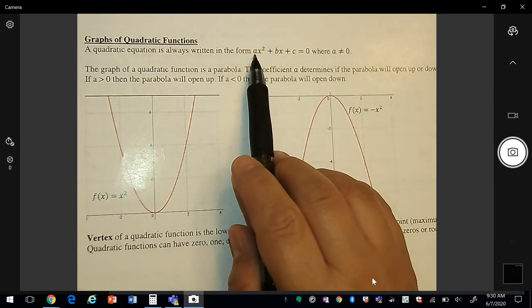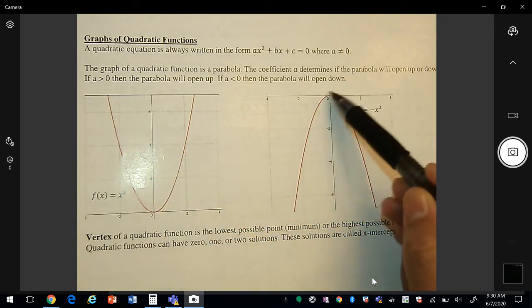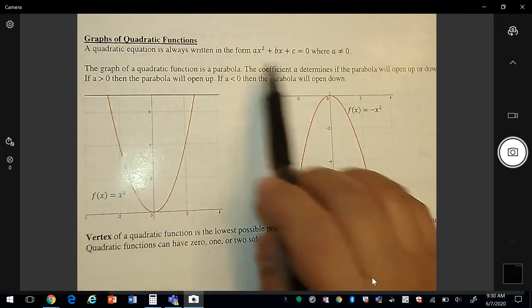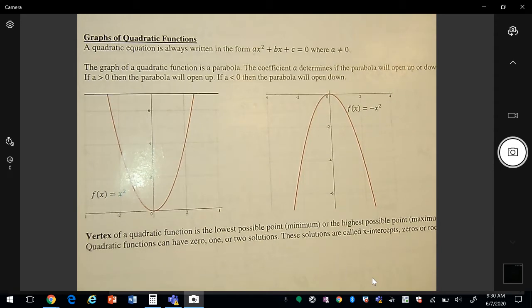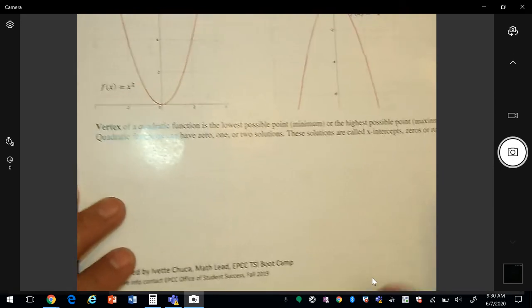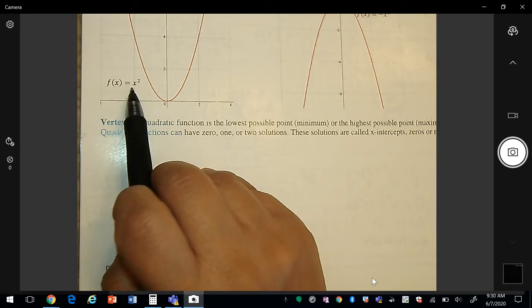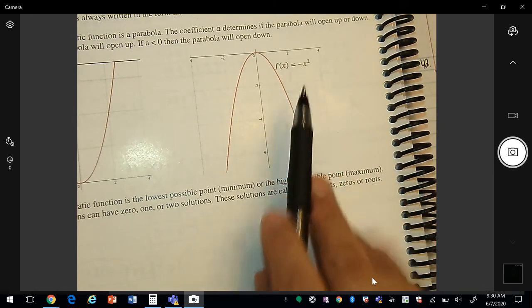If a is greater than 0, then the graph is going to open up. If a is less than 0, then the graph opens down. So if a is positive, it opens up. If a is negative, it opens down. And so if we look at these two pictures, notice here that the number in front of x squared is positive 1, and that's why the graph opens up. And on this side, the number in front of x squared is negative, and that's why the graph opens down.